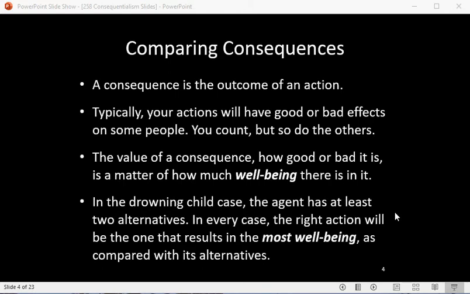In the drowning child case, which I just showed you, the agent, our fancy word for the person who does the action, has at least two alternatives. In some cases, we're going to have more than two alternatives. There might be three or four things that we're capable of doing, but in every case, the right action is going to be the one that results in the most well-being as compared with its alternatives. In a moment, we're going to call that maximizing well-being. By the way, consequentialists want us to think not just of short-term consequences, what's going to happen in the next 5 or 10 minutes, but long-term consequences, in principle, indefinitely far into the future.